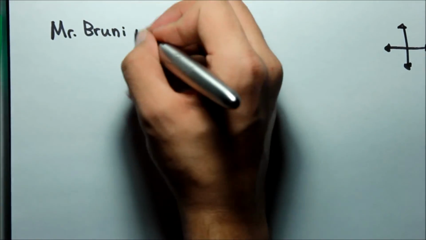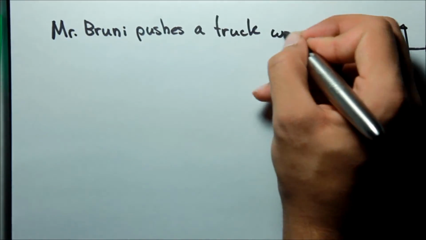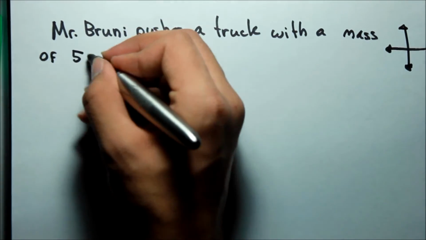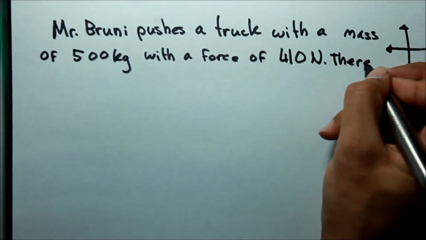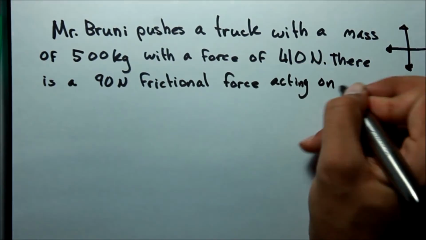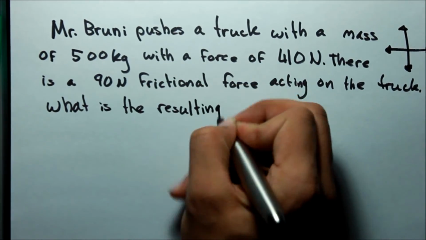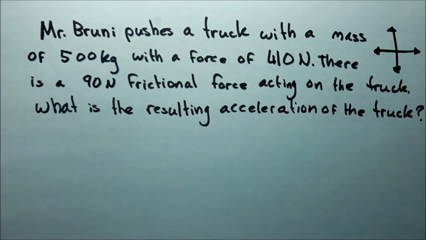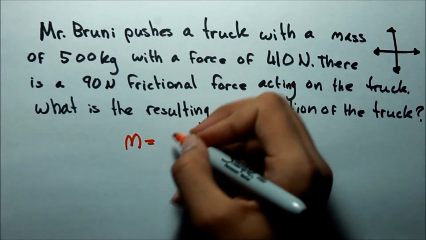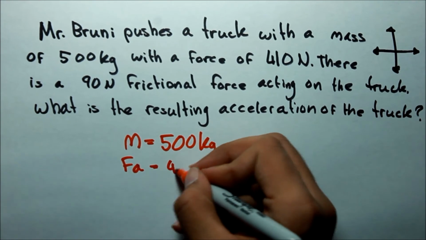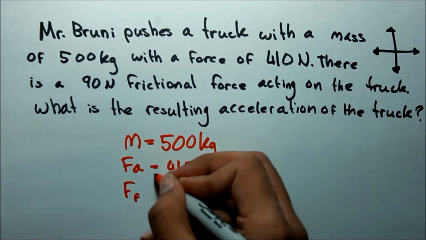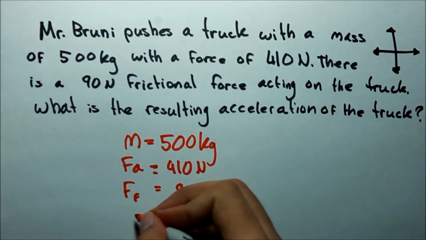Take this problem for example. Mr. Bruni pushes a truck with a mass of 500 kilograms with a force of 410 newtons. There is a 90 newton frictional force acting on the truck. What is the resulting acceleration of the truck? We know that the mass is 500 kilograms, the force applied is 410 newtons, and the force of friction is 90 newtons. We also know that we're looking for the acceleration.